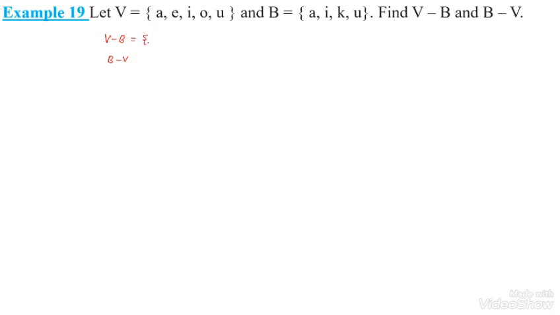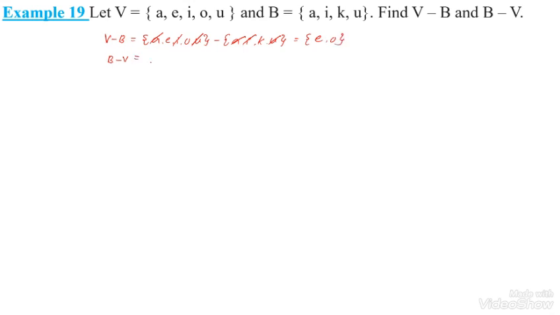Here, in the V set I have written A, E, I, O, U minus A, I, K, U. We have to neglect the common elements first: A and A, then I, then U and U. What is the element which is present in the V set? E, O. And this is V minus B.